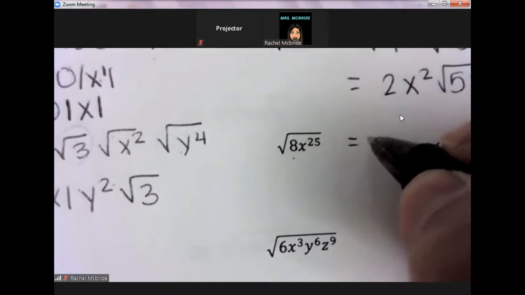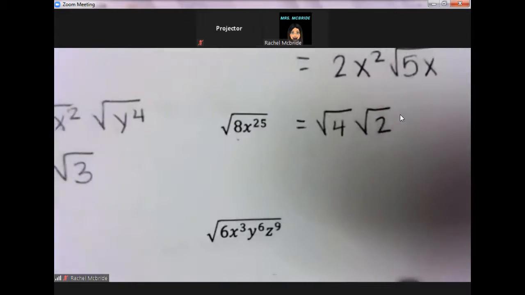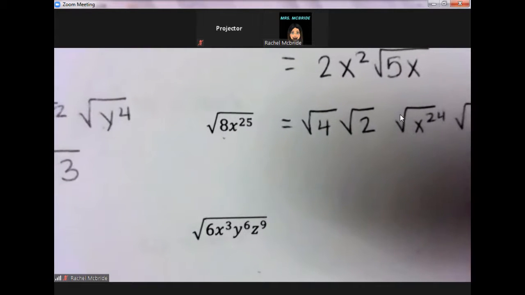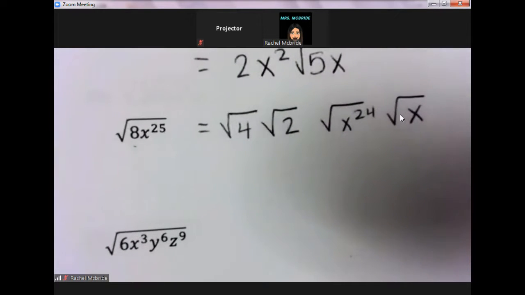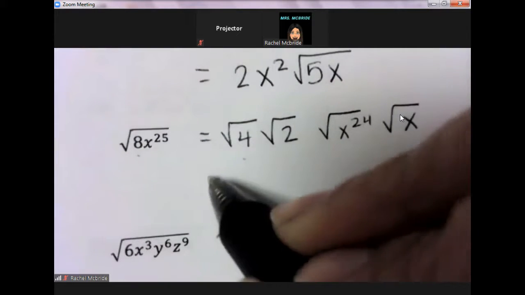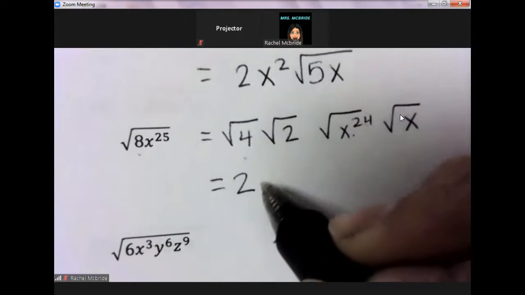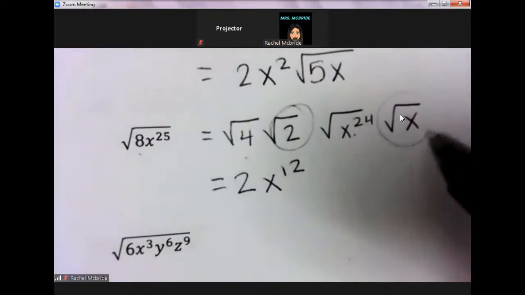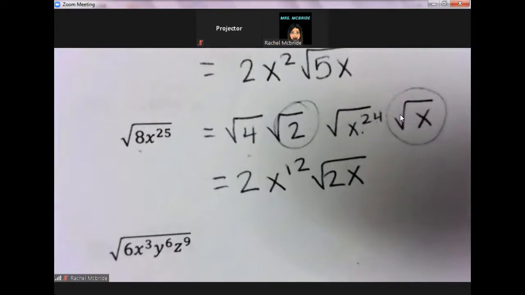Eight breaks into 4 and 2. 25 would become 24 and x. So the square root of 4 is 2. Square root of 24 is 24 divided by 2, so 12. And then your 2 and your x have no friends, so they stay in the radical together. They're lonely.